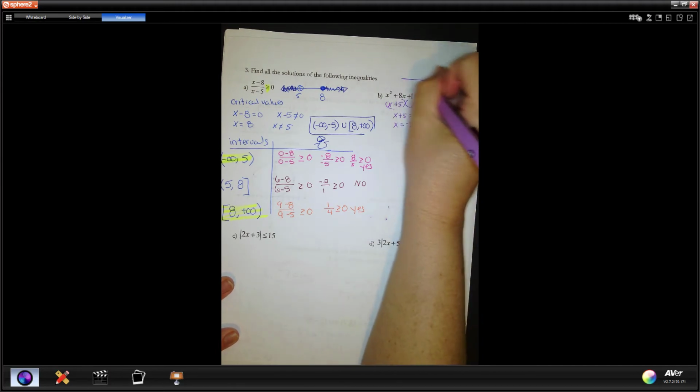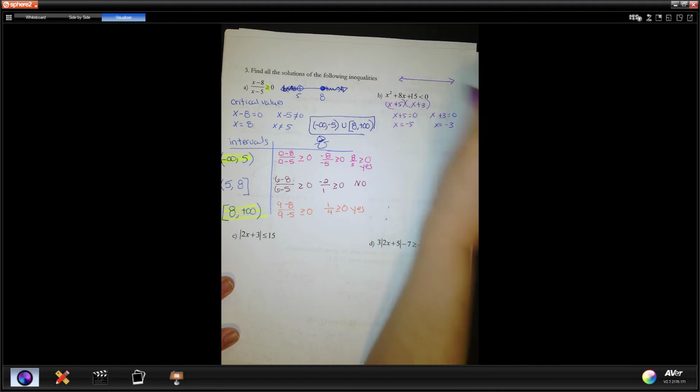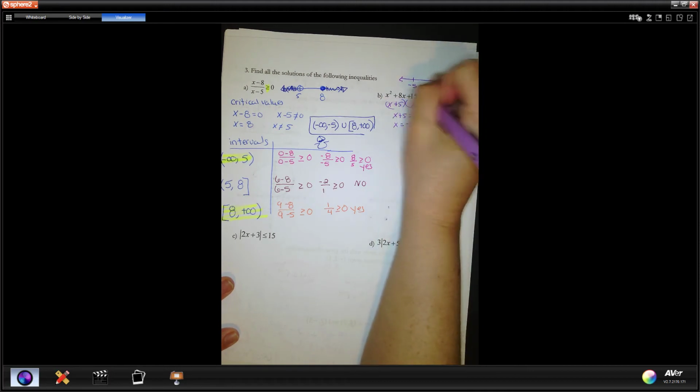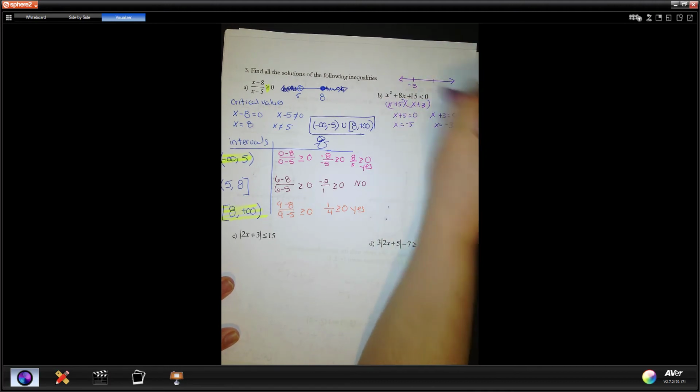So just like before, we're going to go ahead and put those on our number line. -5, -3.